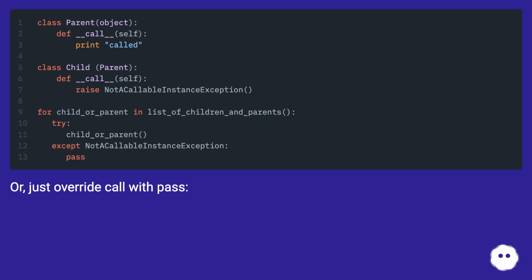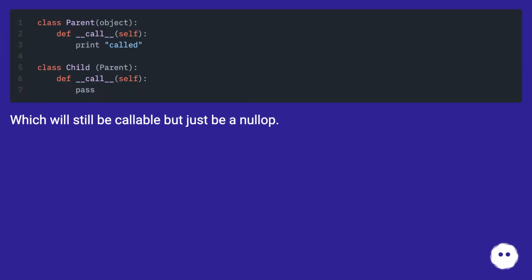Or, just override __call__ with pass, which will still be callable but just be a no-op.